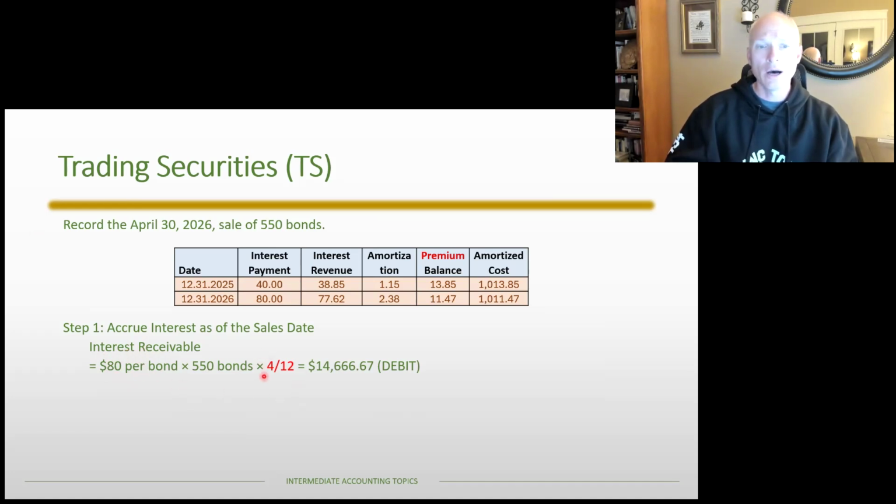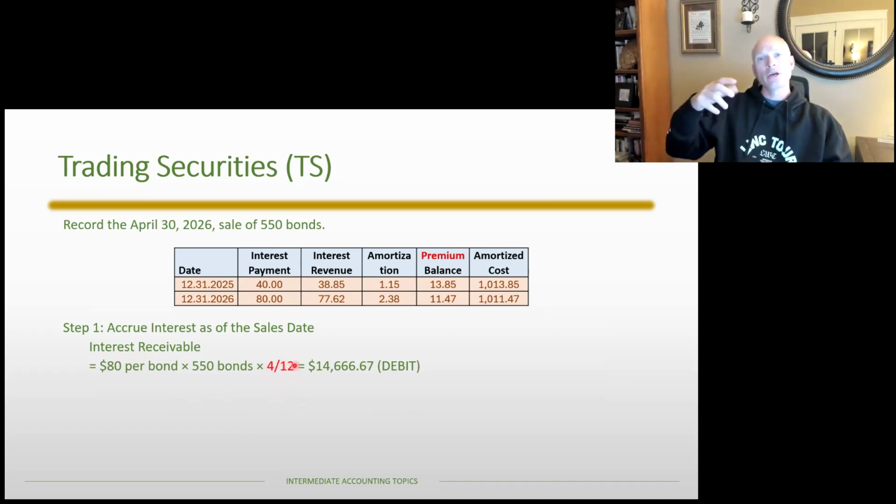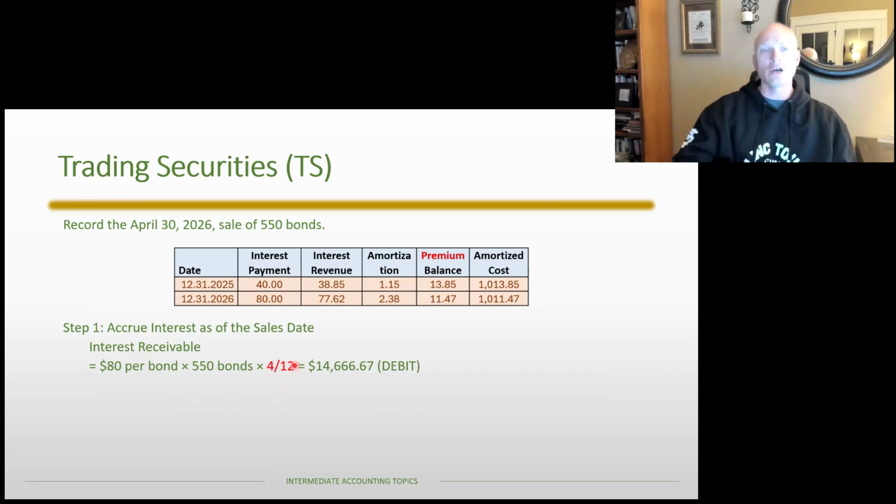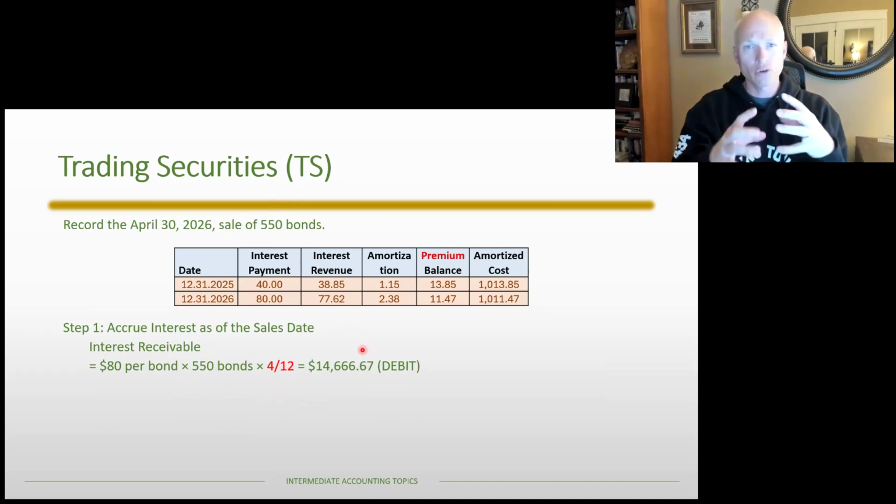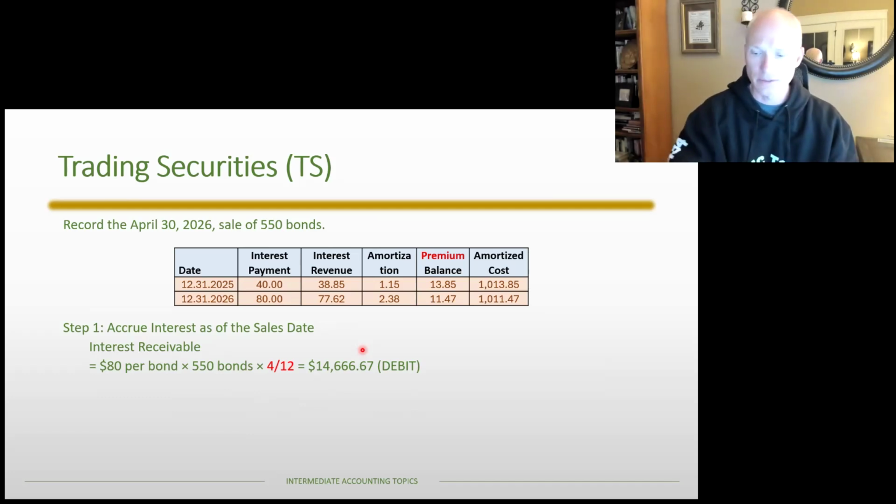But of course, we only held it for 4 months. And so that purchaser is going to pay us 4/12 of $80 per bond times 550 bonds for a total of $14,666.67. And so that receivable again is capturing that payment that's going to take place. And so when we record the payment, we'll take this receivable off of our books, but it's sort of temporarily capturing it as we walk through this three-step process.